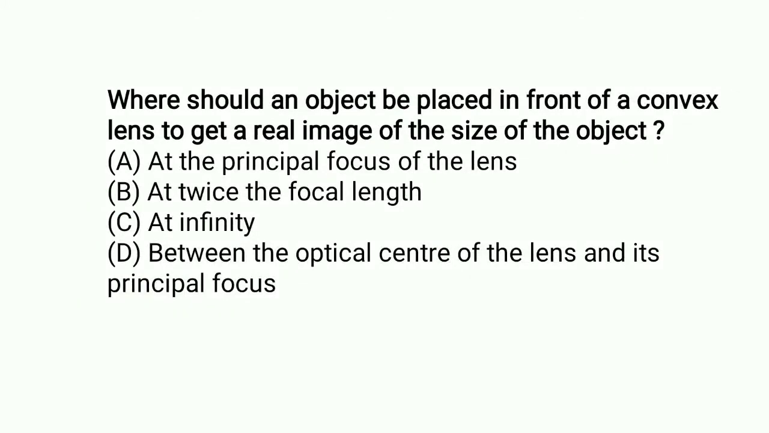Next question. Where should an object be placed in front of a convex lens to get a real image of the size of the object? So here, in order to get the real image of the same size for a convex lens, the object should be kept at twice the focal length, that is at the center of curvature. So option B is the correct answer.